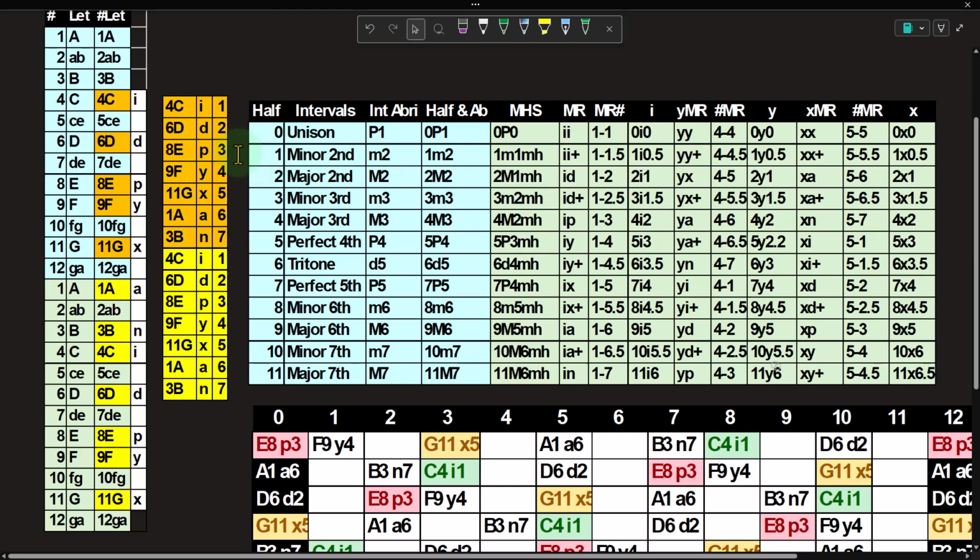But then you can compare the other 2 minors to the minor mode, the Dorian and the Phrygian. So they still have a minor flavor because they have a minor third, but they're not totally the same. The Dorian doesn't feel, and the Phrygian doesn't feel exactly like the Aeolian or the minor scale. All right, we'll talk about that later.